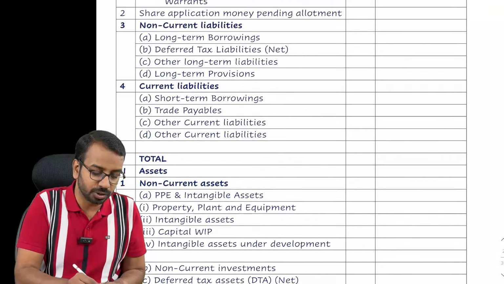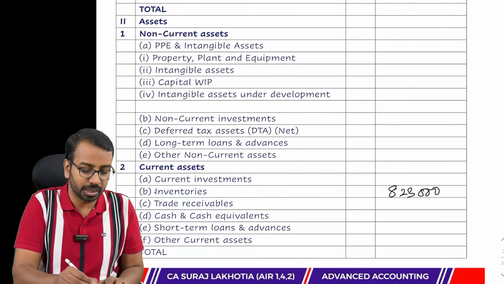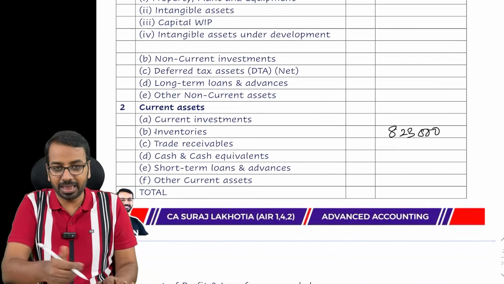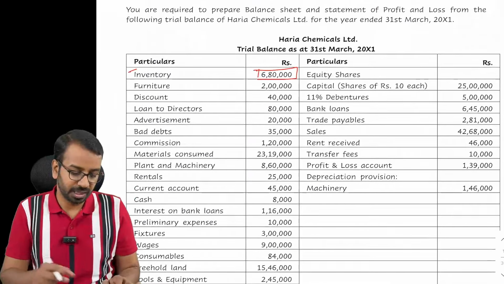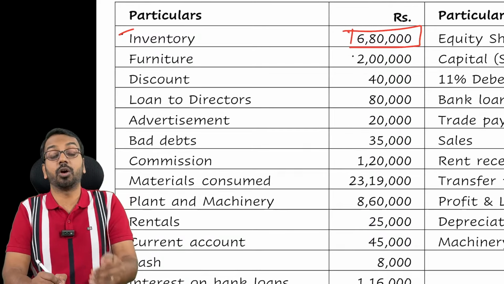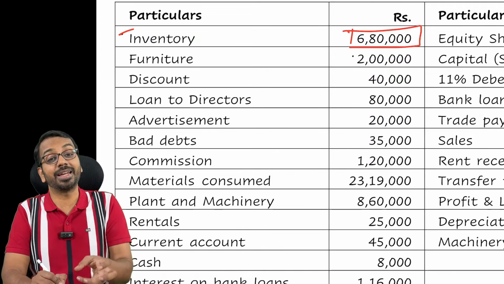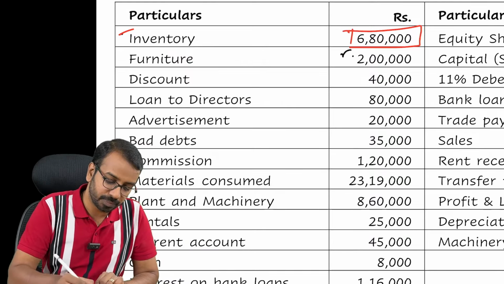You simply write non-current liabilities, leave 2-3 lines, shareholders fund 2-3 lines, non-current assets 4-5 lines, and then you start plotting them. Okay. Then furniture. Now, when we have furniture, we also need to ensure we consider other items of fixed asset as well. So we have furniture 2 lakhs.